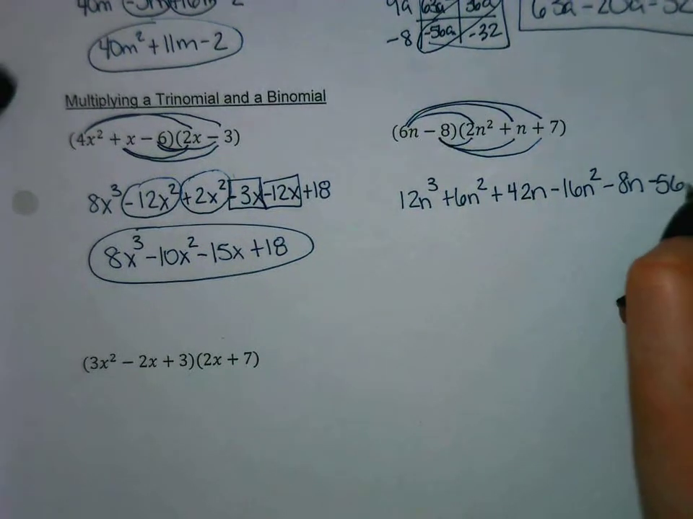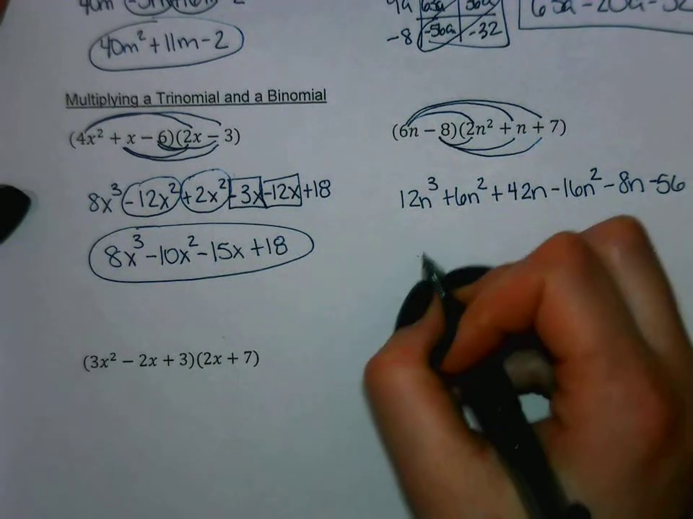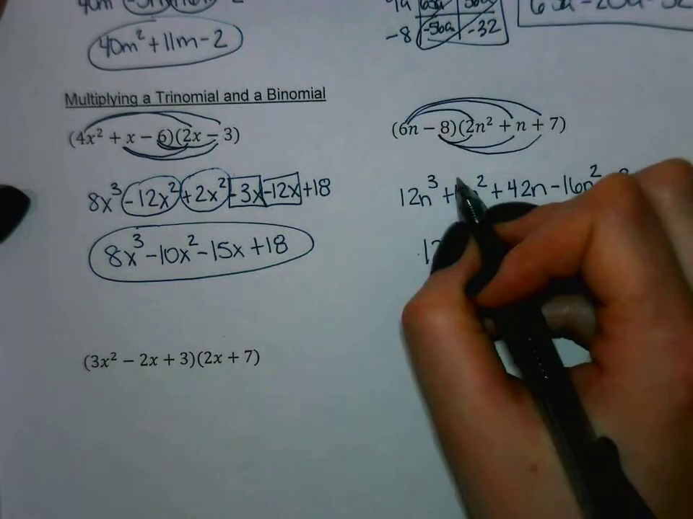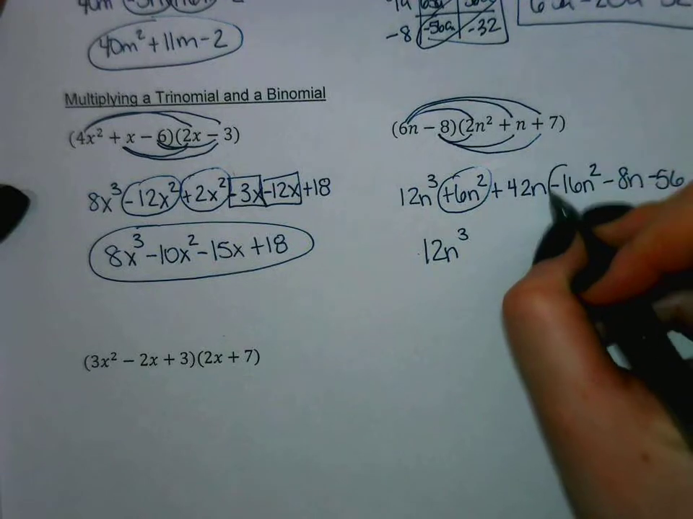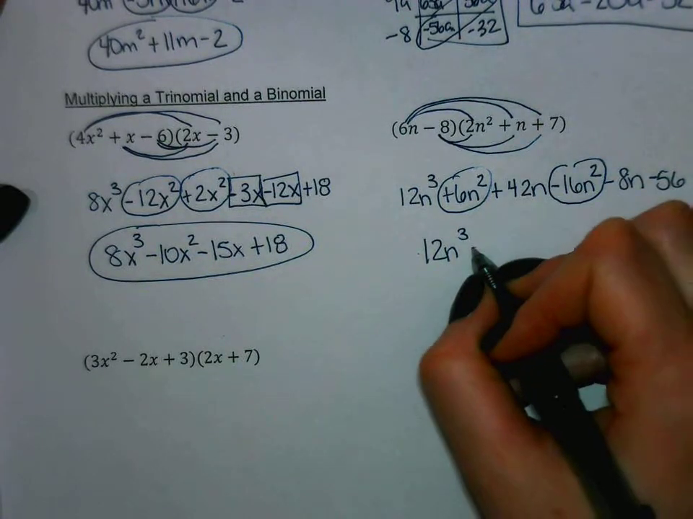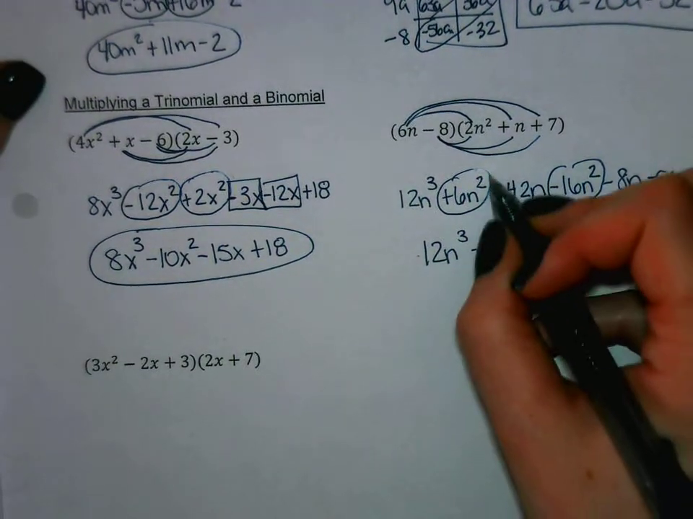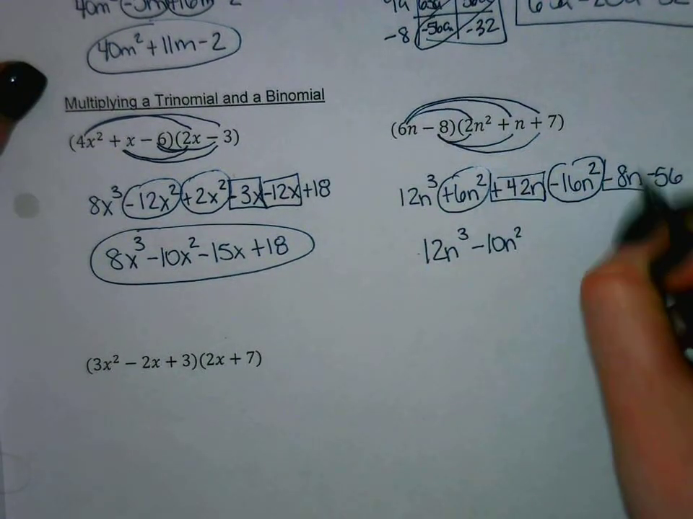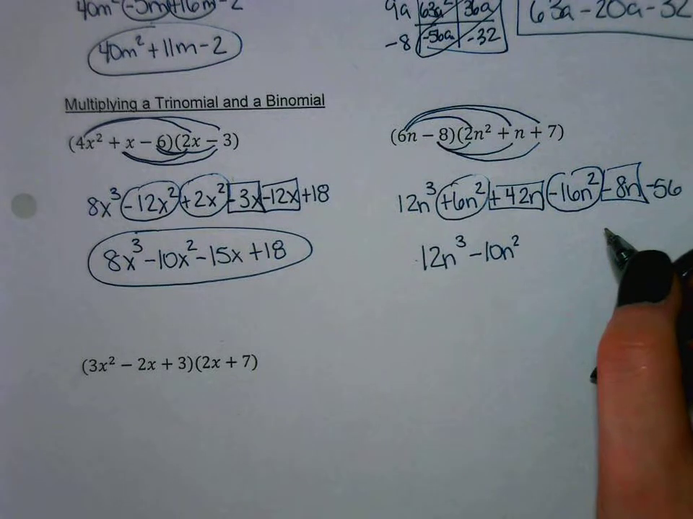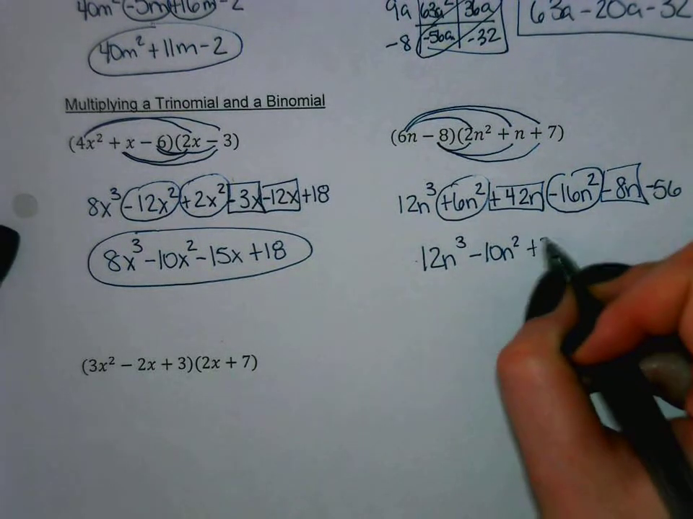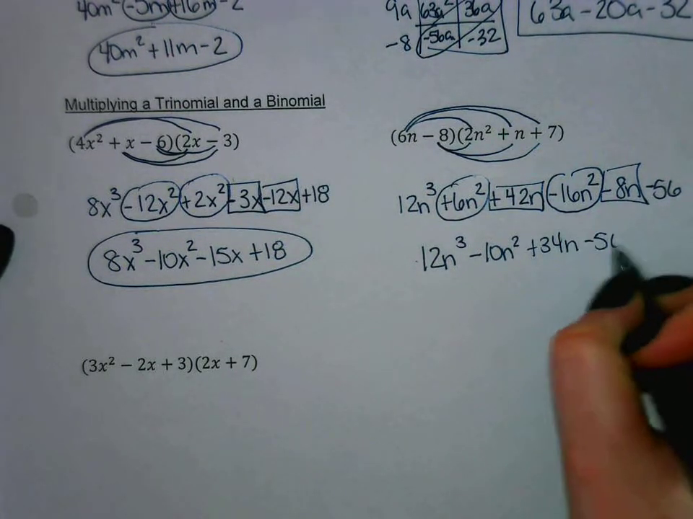So let's combine our like terms. So we have 12n cubed, positive 6n squared and a negative 16n squared becomes a negative 10n squared, 42n, and a negative 8n. So 42 minus 8, we're left with positive 34n minus 56.